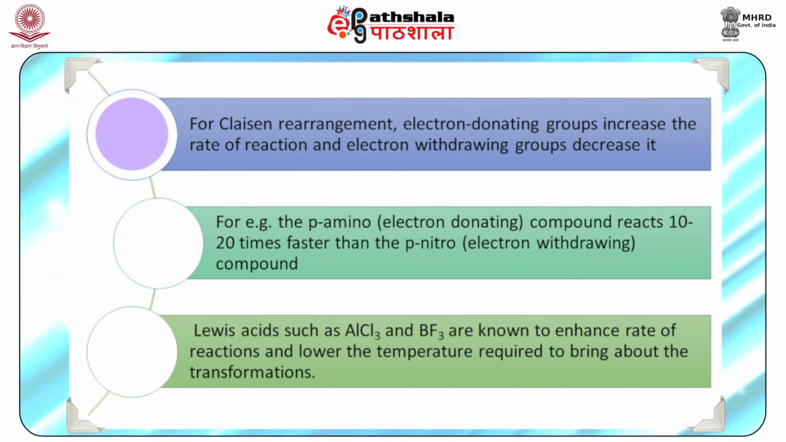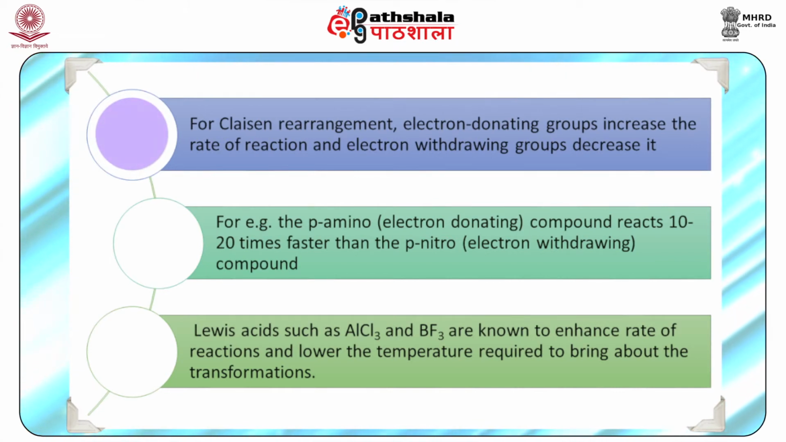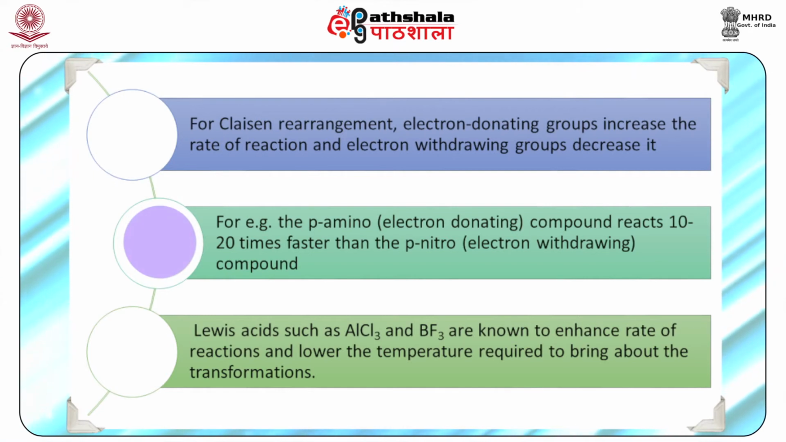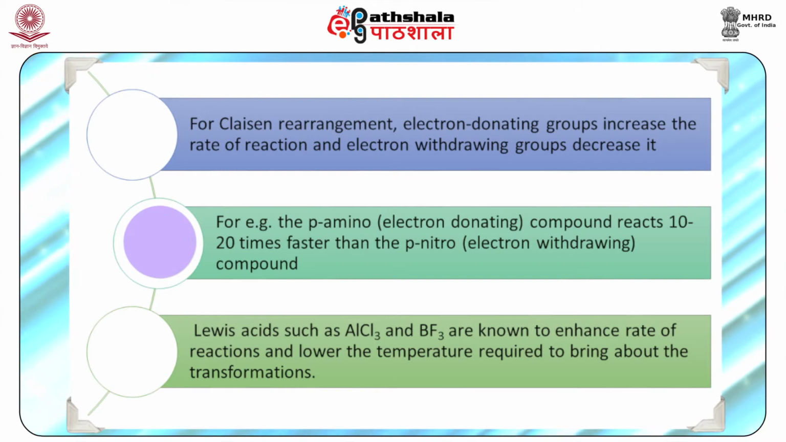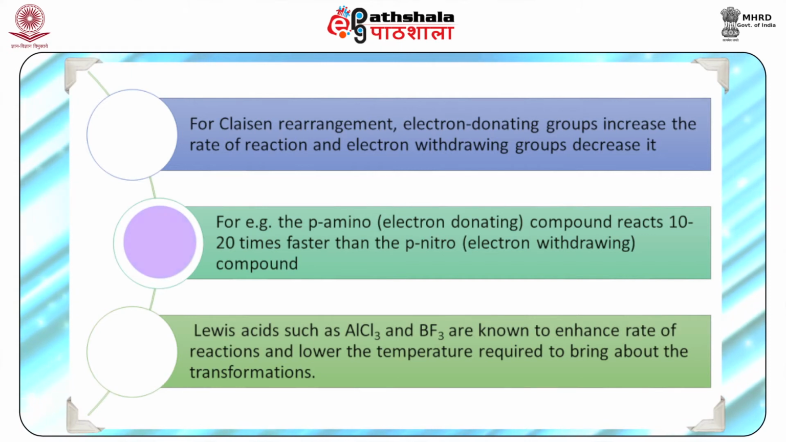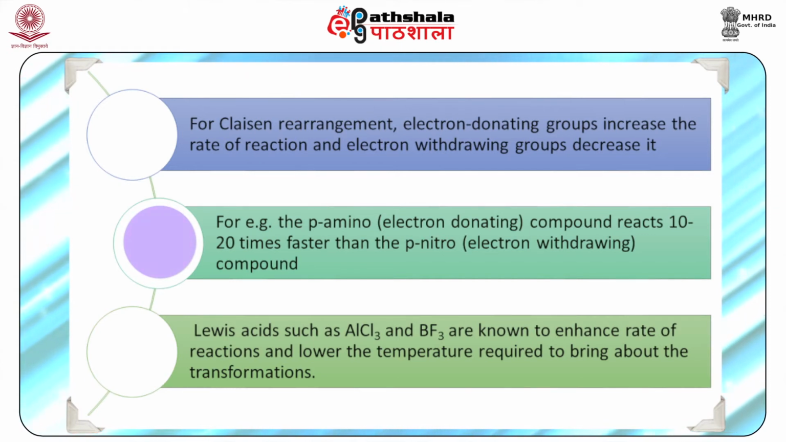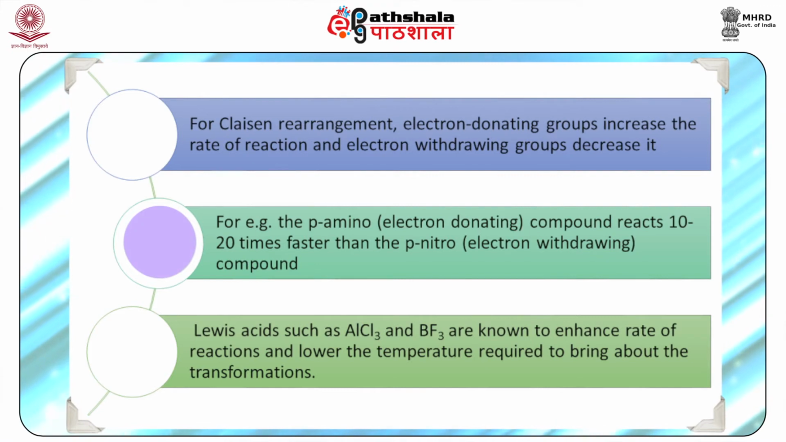For Claisen rearrangement, electron donating groups increase the rate of reaction and electron withdrawing groups decrease the rate of reaction. For example, the para-amino compound, which has an electron donating substituent, reacts 10 to 20 times faster than the para-nitro compound, which has the nitro substituent, an electron withdrawing group.